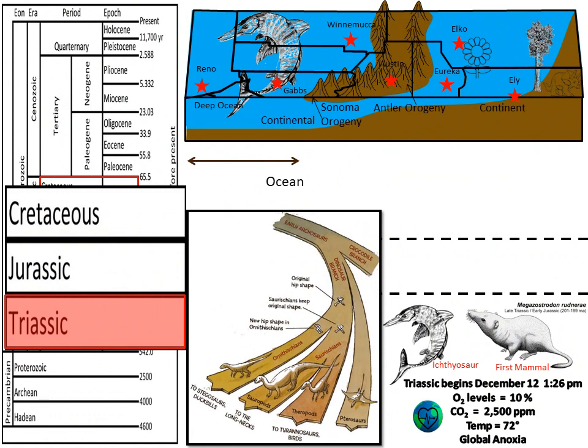It is now December 12th at 1:26 p.m. and we are here at the beginning of the Triassic. Due to recent evolutionary changes, one group of organisms would be able to take advantage of this hot, dry Triassic climate due to their ability to thrive in desert-like conditions. What group of organisms does this sound like? That's right, the reptiles. Once the ecosystems recovered from the Permian extinction, all kinds of plants and animals evolved.